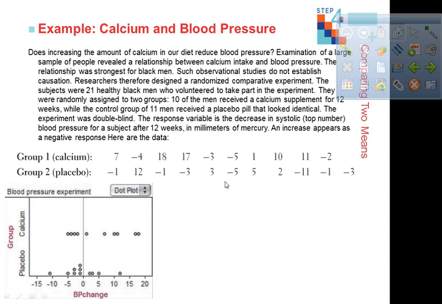Here's our example from the calcium and blood pressure. It says, does increasing the amount of calcium in our diet reduce blood pressure? Examination of a large sample of people revealed the relationship between calcium intake and blood pressure. The relationship was strongest for black men. Such observational studies do not establish causation. Researchers therefore designed a randomized comparative experiment. The subjects were 21 healthy black men who volunteered to take part in the experiment. They were randomly assigned to 2 groups. 10 men received the calcium supplement for 12 weeks. The control group received a placebo pill that looked identical.